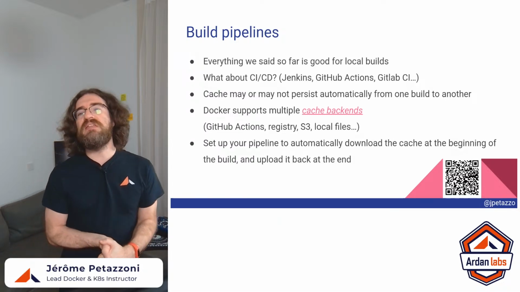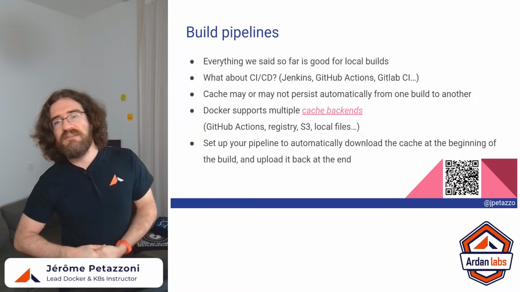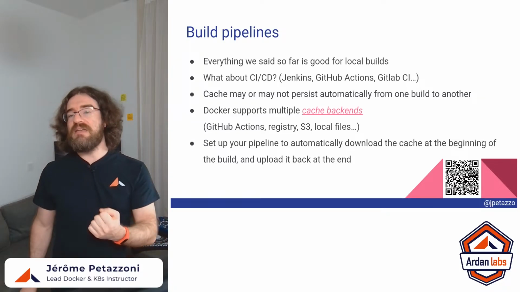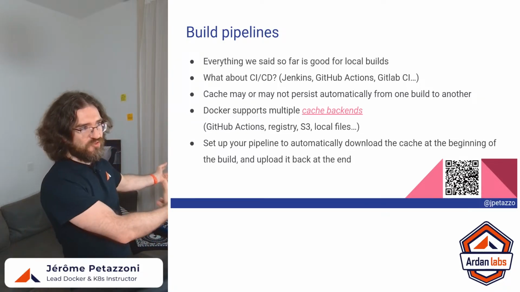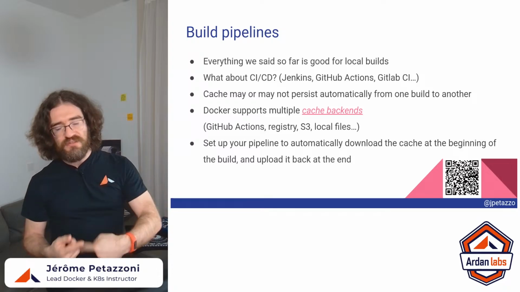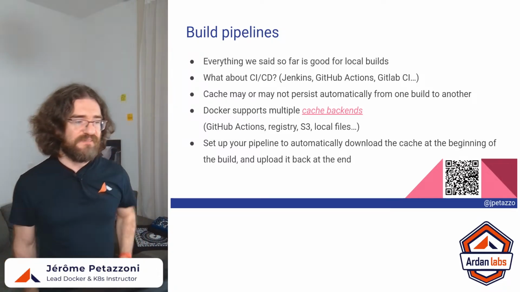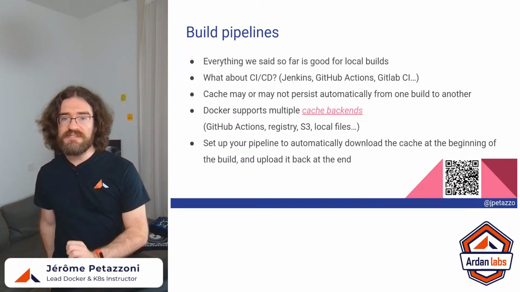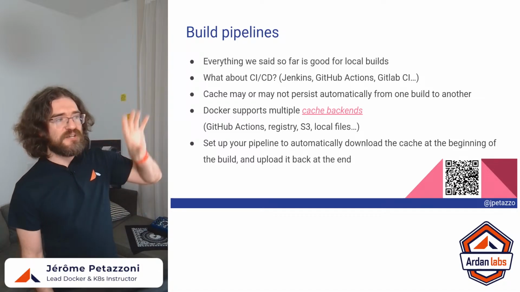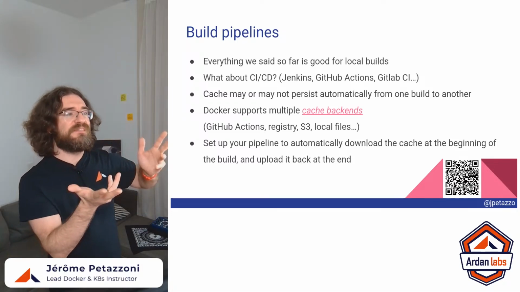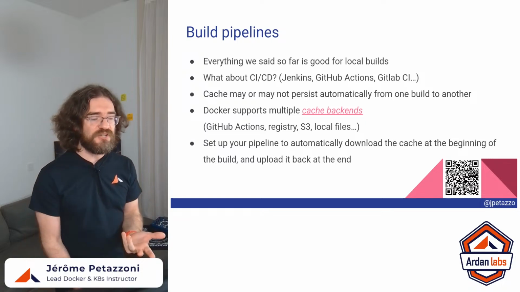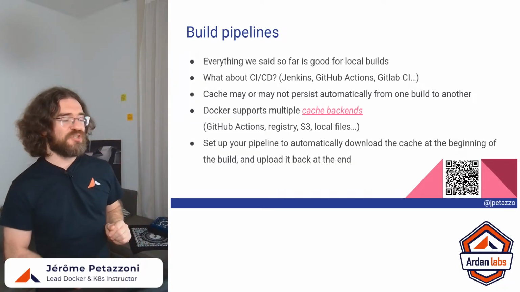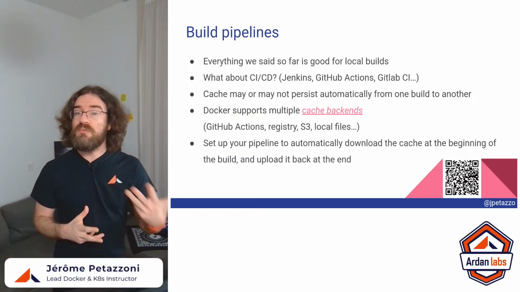In that case, we will need to tweak our GitHub Actions pipelines so that at the beginning of a build, we actually download our cache, and at the end of the build, we re-upload that cache. And downloading and uploading that cache is going to be very fast because GitHub Actions and Docker support this cache backend. So for instance, if it's on GitHub Actions, there is a way to pull and push back that cache to GitHub Actions where it's really, really fast.